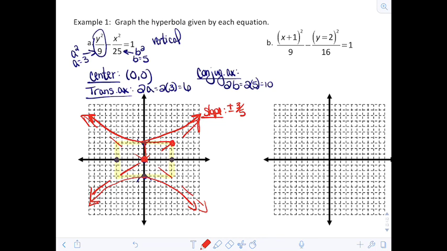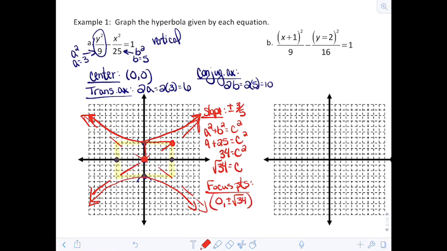And if they wanted focus points, I would take a squared plus b squared equaling c squared. So 9 plus 25 is equal to c squared, which is 34, equaling c squared. So c is the square root of 34. And what you would have to do, you would have to add that to the center. So if the center is 0, 0, I would say that my focus points, or foci, would be 0 and positive and negative root 34.